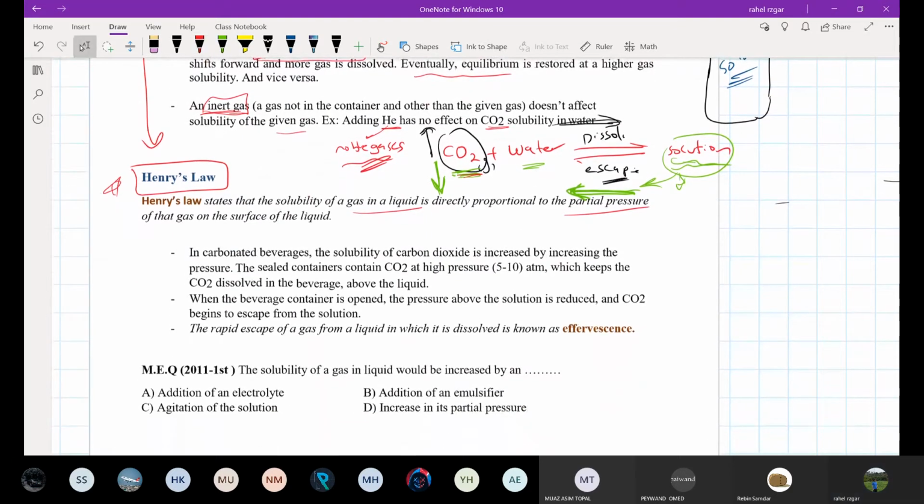Now, in carbonated beverages, the solubility of carbon dioxide is increased by increasing the pressure. So in carbonated beverages, like the things that we drink, if they want to dissolve CO2, they have to increase the pressure. The sealed containers contain CO2 at high pressure. Look at that pressure, 5 to 10 atm. So the air, the whole thing, nitrogen, oxygen, CO2, everything that we have in air, it's almost 1 atm.